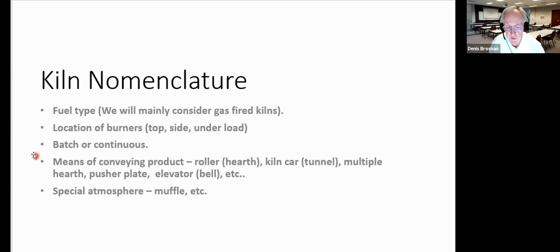We have elevator kilns where the load can be conveyed up in a setting into the furnace, or the furnace can be brought down over the load and the heating process started. We also have special atmosphere kilns. We can enclose the load in a muffle to protect it from the atmosphere, or provide an inert atmosphere, whatever the case may be. So these are some of the major nomenclature terms that you need to be aware of.